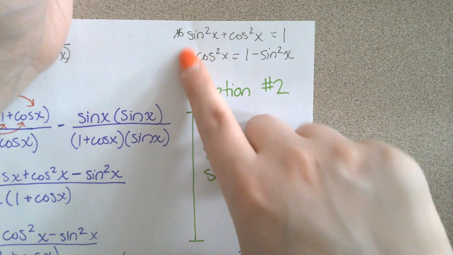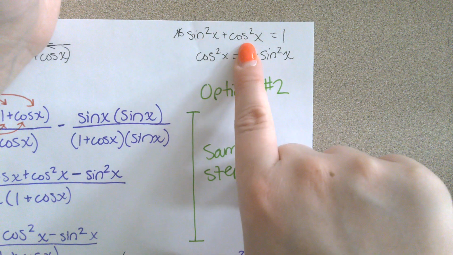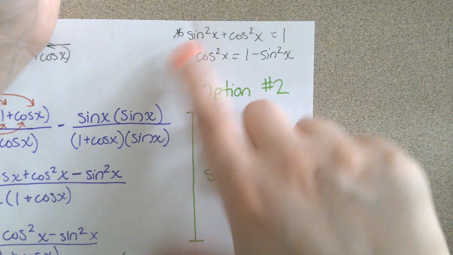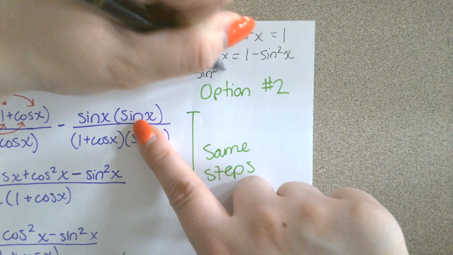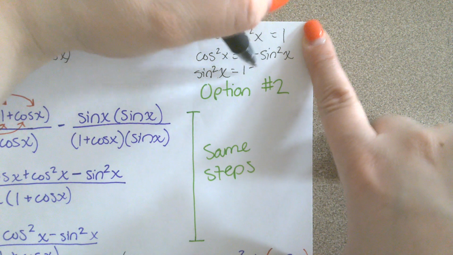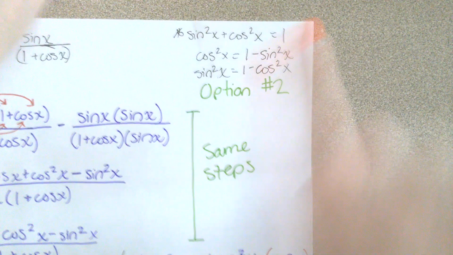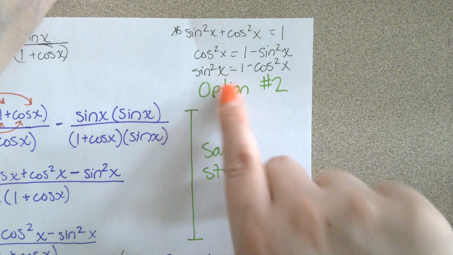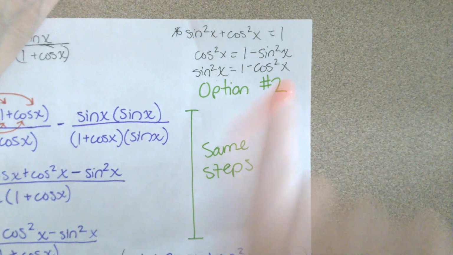All right, sine squared x. If I go to my original equation, which was sine squared plus cosine squared equals 1, sine squared, if I get it by itself, I'm going to move the cosine squared over here, is 1 minus cosine squared. So I'm going to replace my sine squared with 1 minus cosine squared.